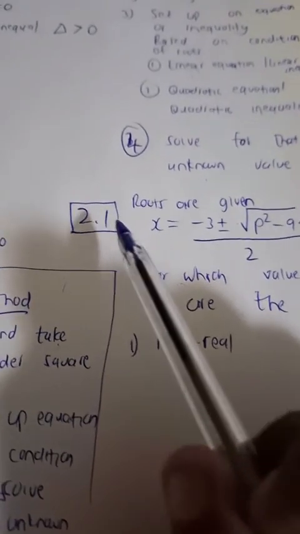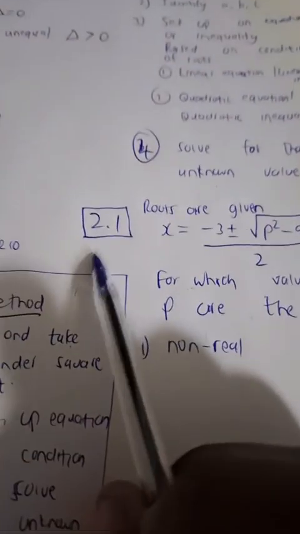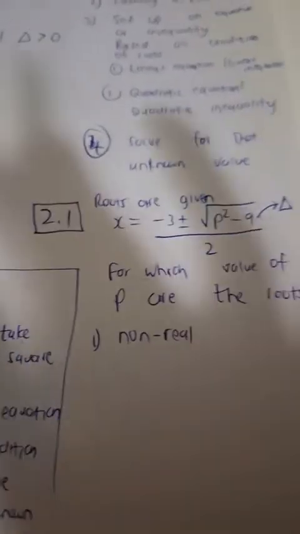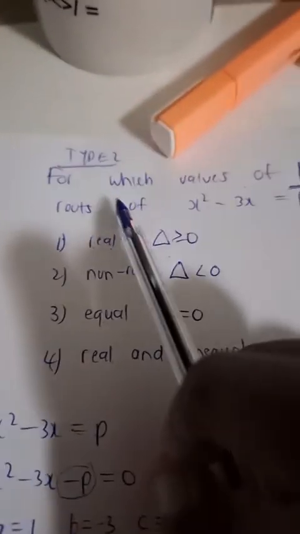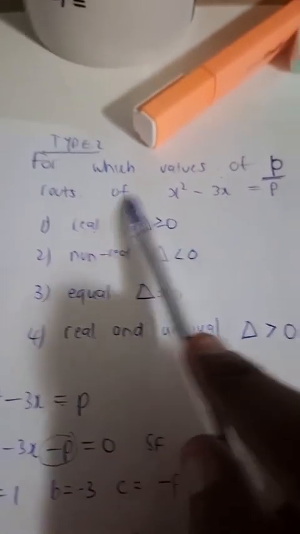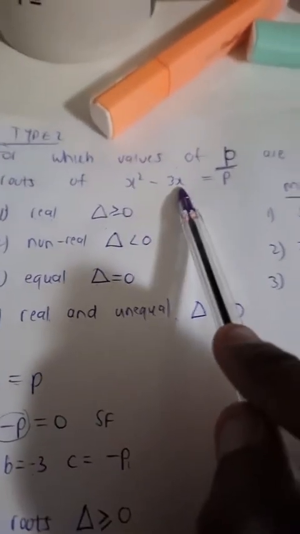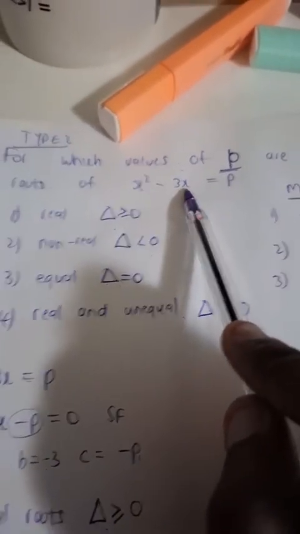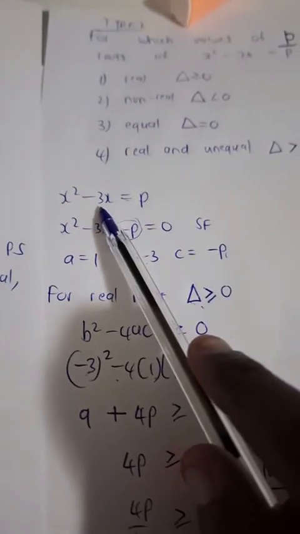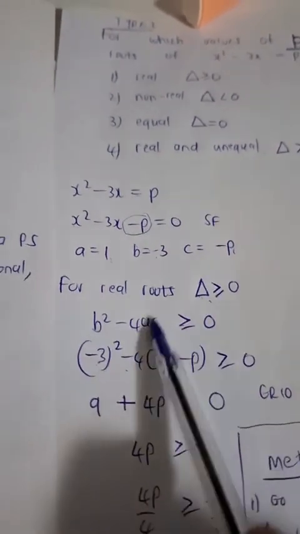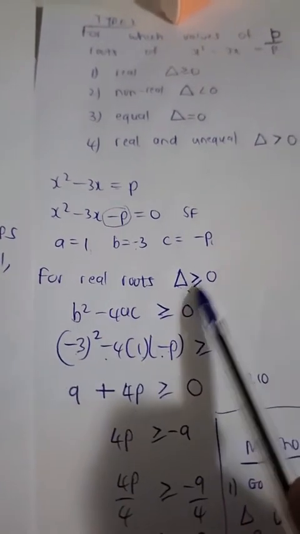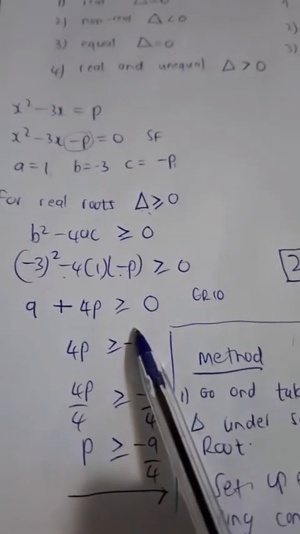So this type of question is still under type 2, but I call it type 2.1. Why? Because it is a slightly different type of question, because unlike type 2 where you were asked for which values of p and you were given the equation, and then you had to go and actually write the equation in standard form, write a, b, and c, then substitute in delta so that you can set up with the condition and then solve for the unknown.